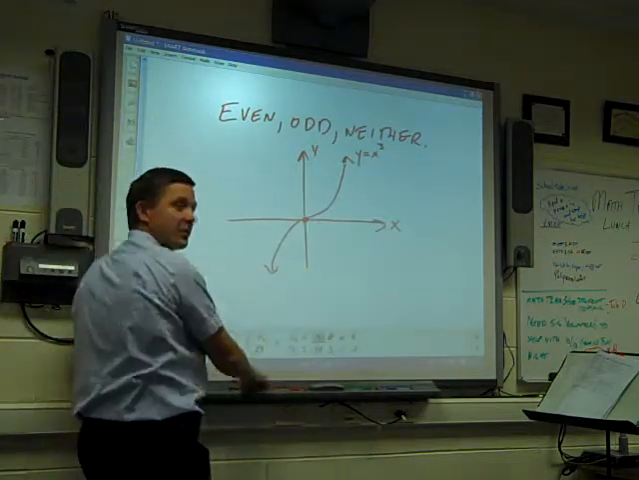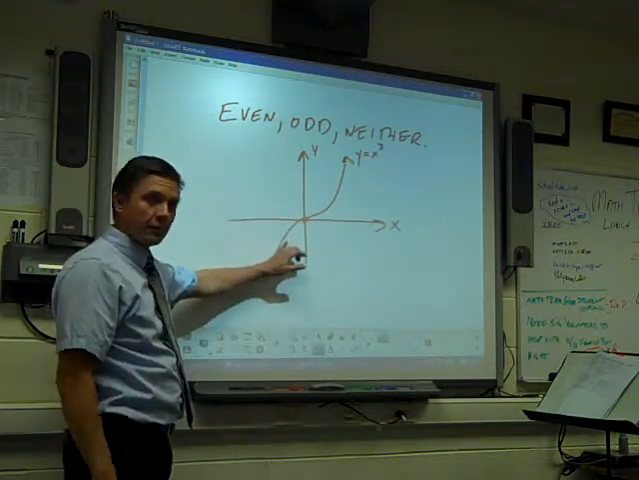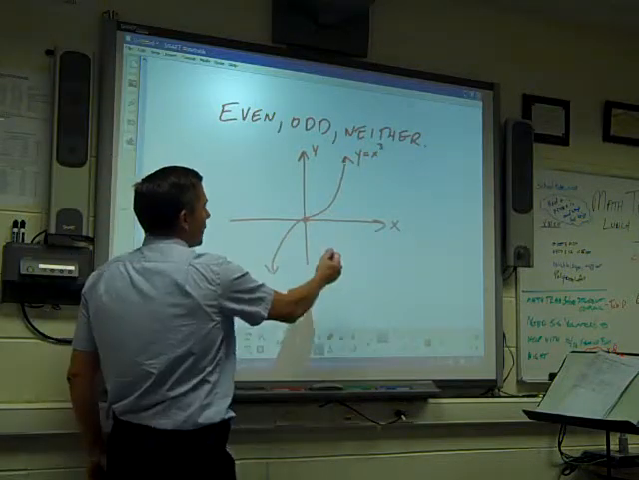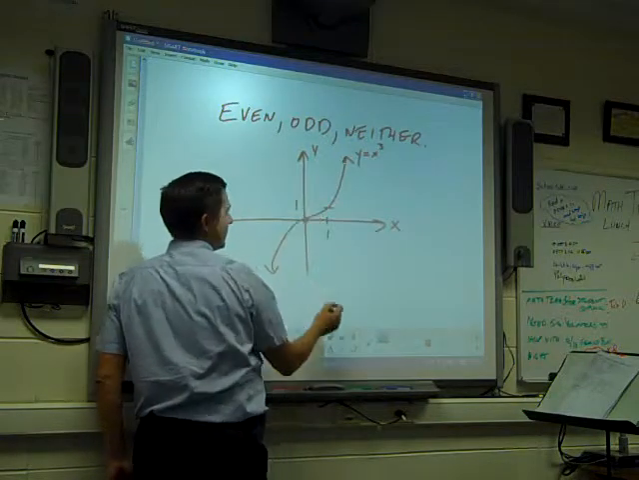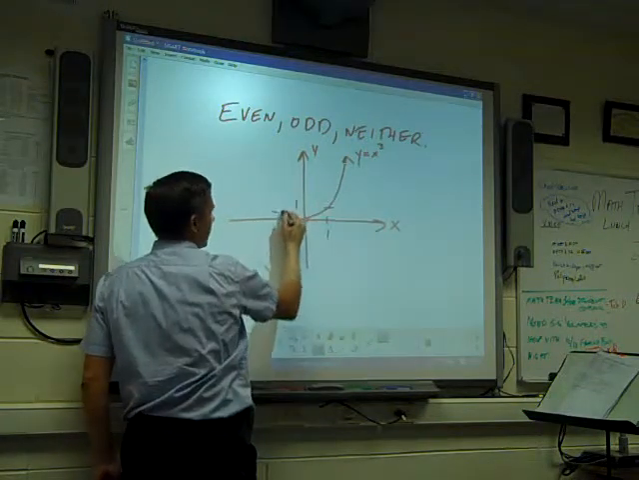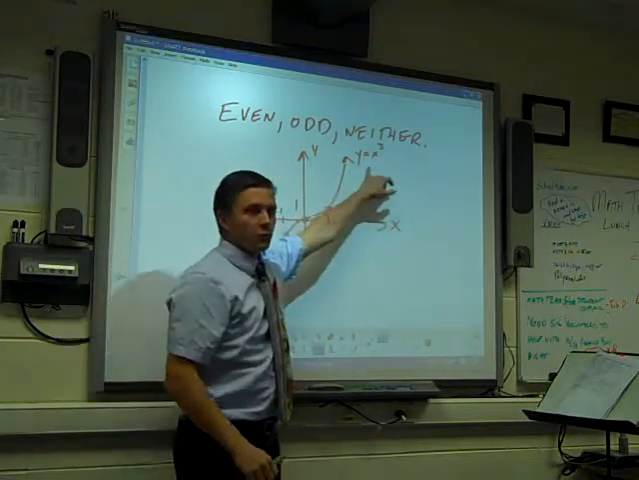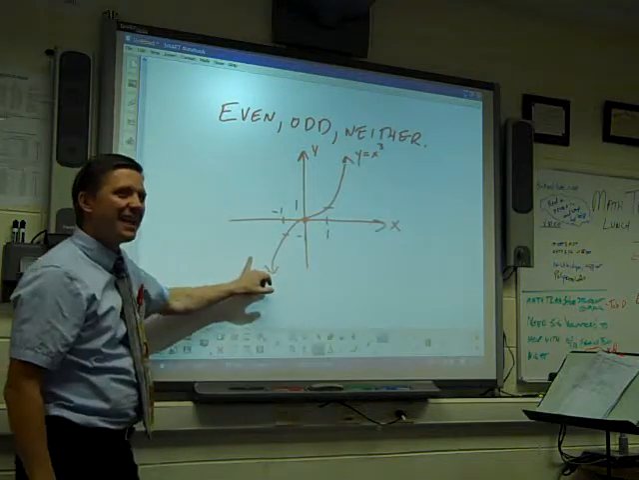Evens make some sort of parabola shape. Odds do some sort of pattern like this. Now, what do we get for positive 1? You guys all agree that it's 1? What do we get for negative 1? We get negative 1. What happens when I plug in 2? I get 8. Do we all agree? What happens when I plug in negative 2?